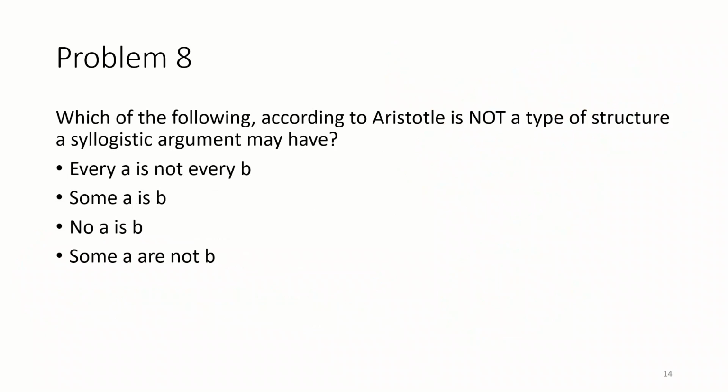So we had some syllogistic structures. Aristotle had given some syllogistic structures. So which one of them was not there? You have to tell. It's a single correct option. If you remember, these are this one. Not this one.